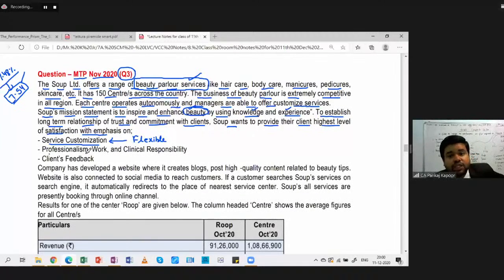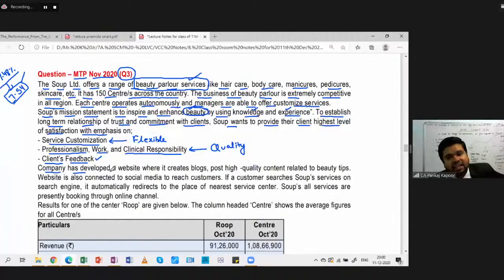Further, professionalism, work, and clinical responsibility. What does it mean? It is nothing but the quality. You are giving them assurance of hygiene, and hygiene is considered as a quality in the personal care industry or the services in the domain of personal care or skin care. Further, client feedback. Mind it, client feedback is very important because they are telling you the scope of improvement.